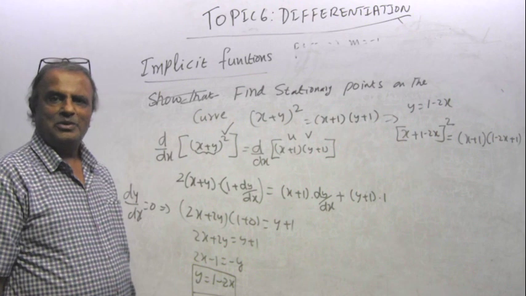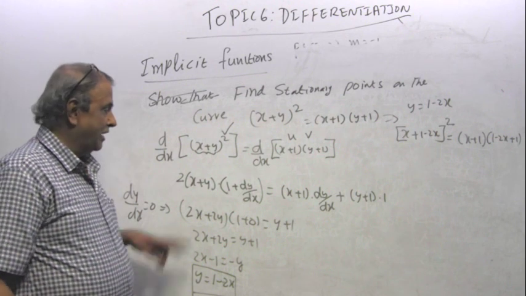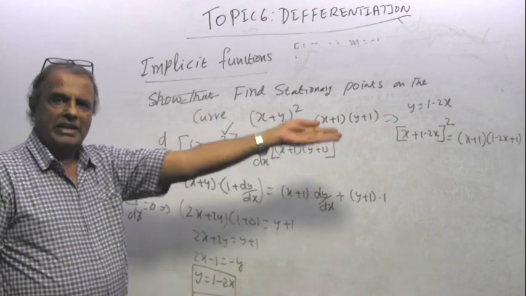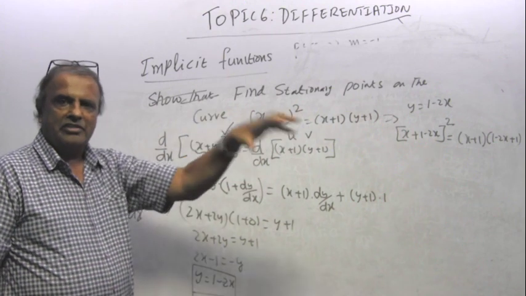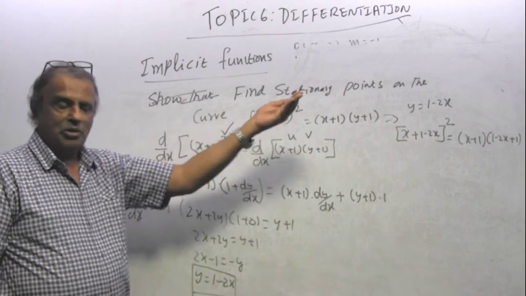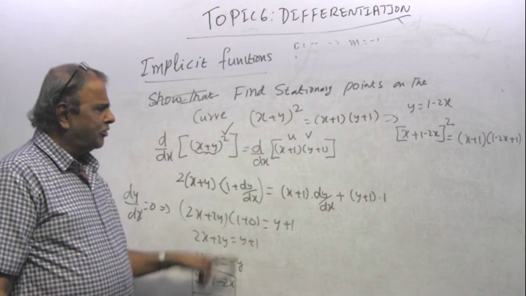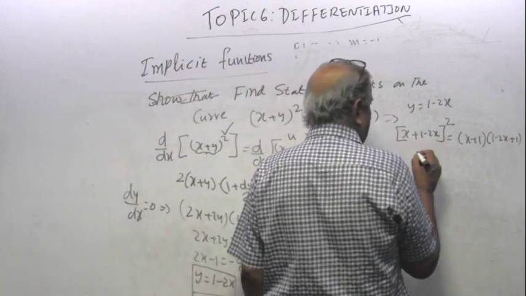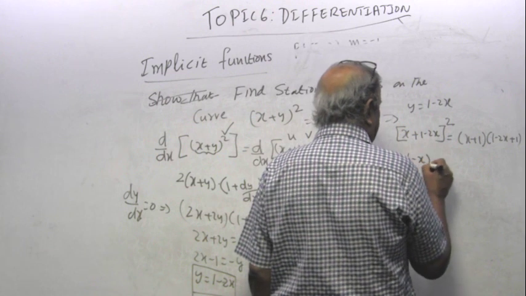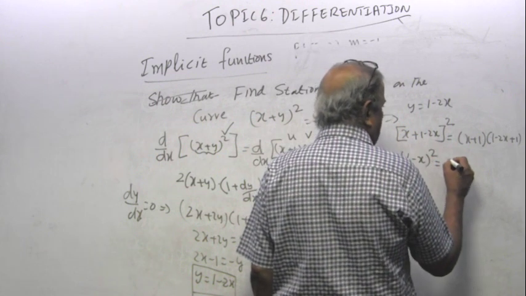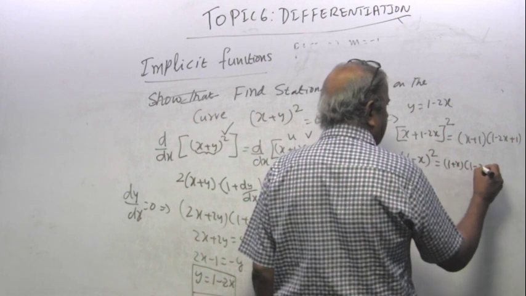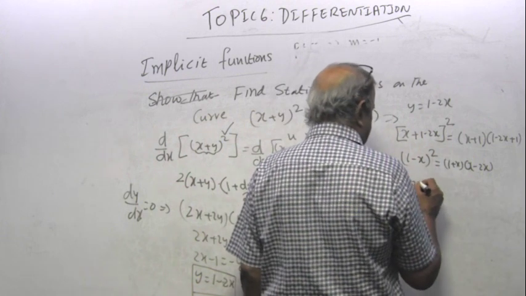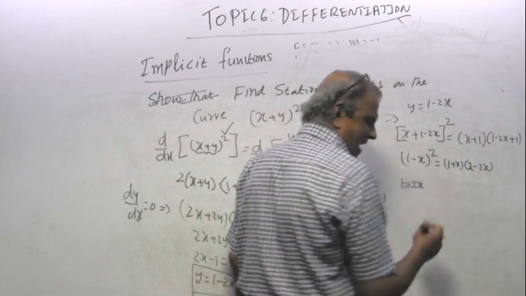Isn't life much easier now? Imagine yourself opening the brackets, collecting all dy by dx on one side, the x and y terms on the other side, and then making dy by dx the subject. You get a fraction, equate the numerator to 0, you might end up getting this. Let's do it this way, then I will perhaps try and show you. Okay? So this becomes 1 minus x, the whole squared, equal to 1 plus x times 1 minus 2x. Sorry, 2 minus 2x. Open the brackets. 1 minus 2x.